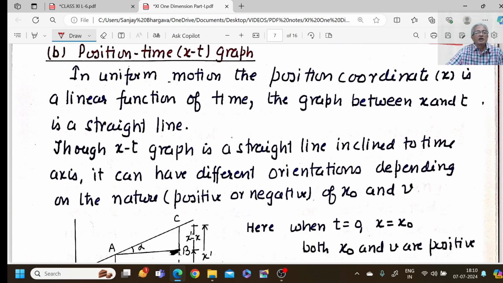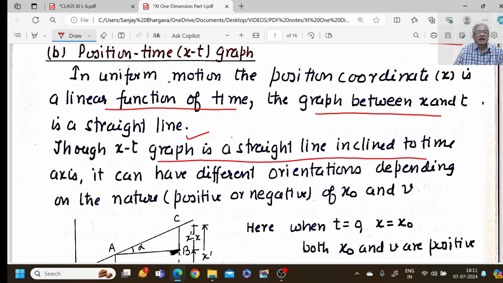The second graph that we want to discuss is the position time graph, that is the xt graph. In uniform motion, the position coordinate x is a linear function of time. The graph between x and t is a straight line. Though the xt graph is a straight line inclined to the time axis, it can have different orientations depending on the nature, that is positive or negative, of x0 and v.